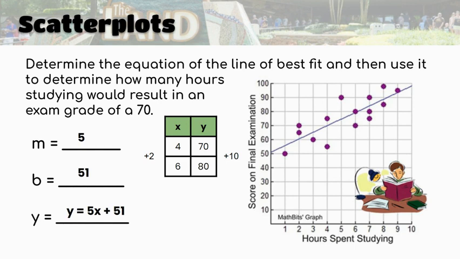Now, if the exam grade is 70, okay, well, is that x or y? Well, if I look here, it says that the exam grade is on the y-axis, so I'm going to plug in 70 for y. If it was hours, that would be plugged in for the x. So I plug in 70 for y. I solve for x, so I subtract 51 from both sides. 70 minus 51 is 19. Divide both sides by 5, I get 3.8. If I look at the graph, 4 does hit 70, so 3.8 is an excellent estimation of what it would be.